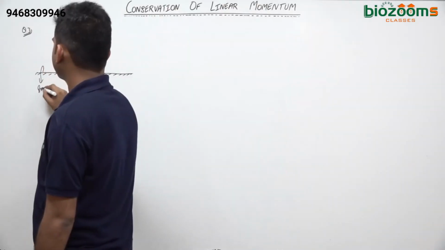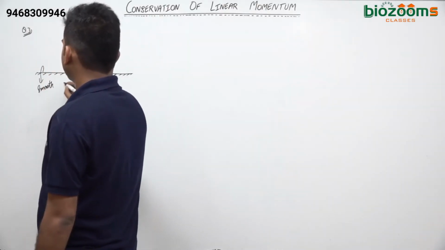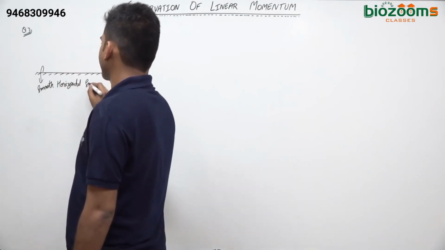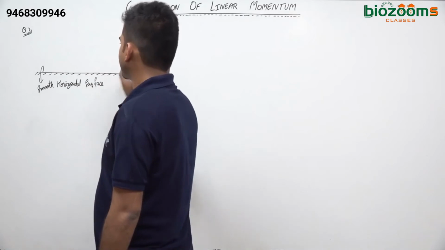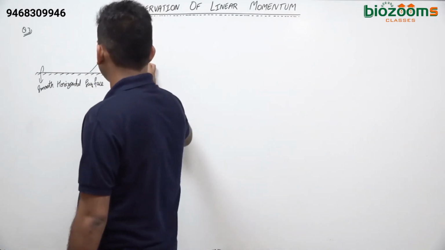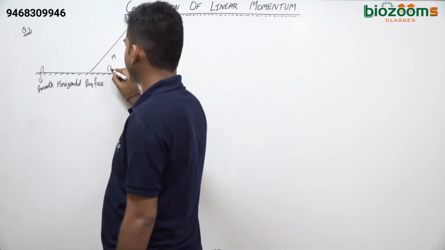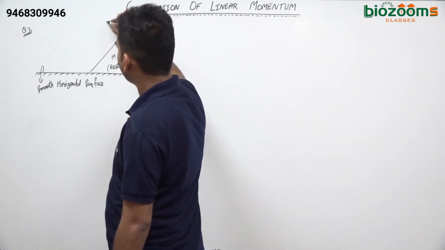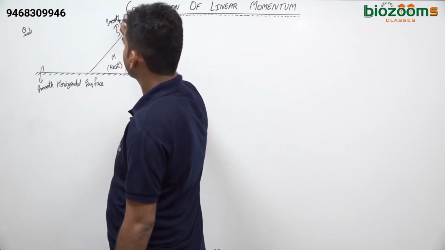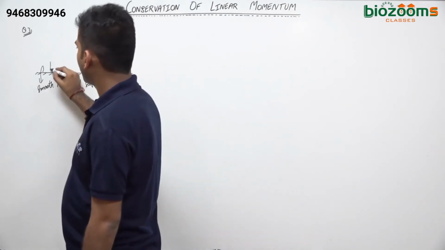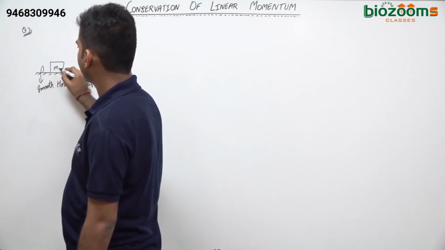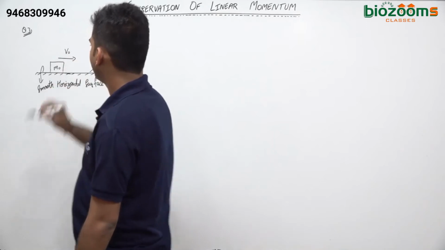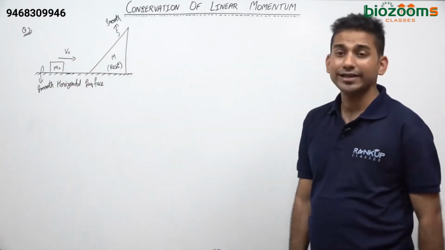That's a smooth horizontal surface. And on this smooth horizontal surface, there is a wedge of mass m kept initially at rest. And the surface of the incline is also smooth. You are taking a block of mass m naught moving with velocity v naught towards the wedge, or towards the inclined plane.